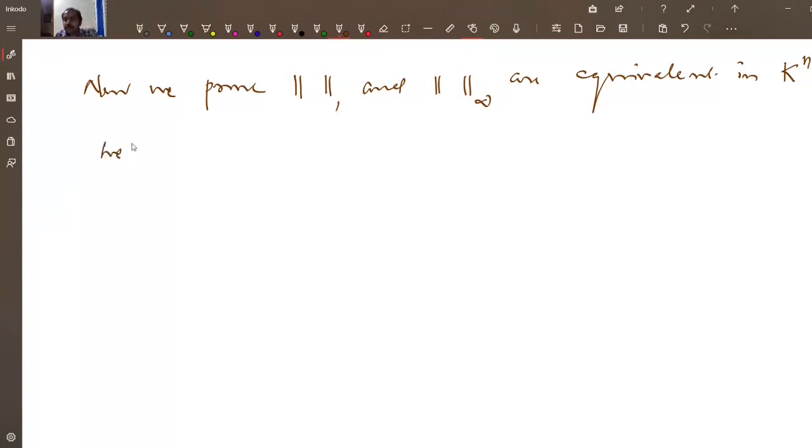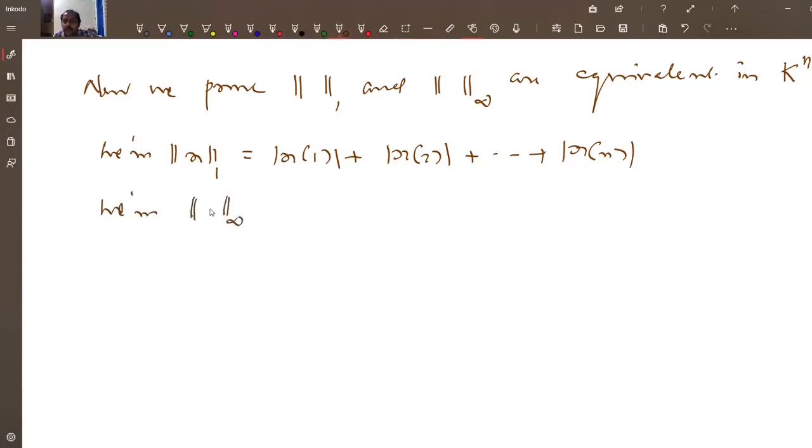Now we prove one norm and subnorm are equivalent in Kn. So we have one norm of x. This is equal to modulus of x of 1 plus modulus of x of 2 plus etc. plus modulus of x of n. So we have subnorm of x is maximum of modulus of x of 1, modulus of x of 2, etc., modulus of x of n.